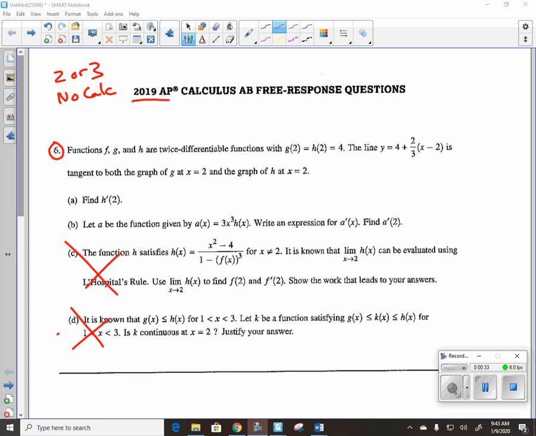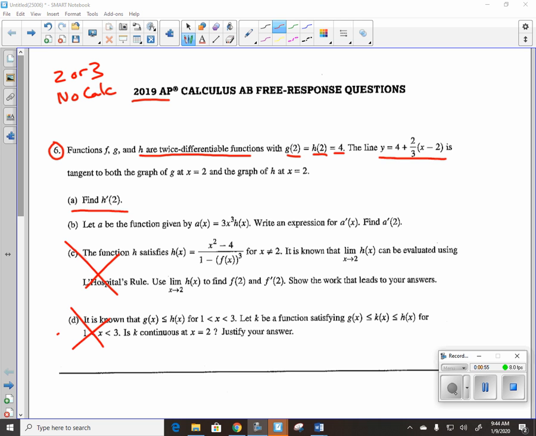The first question says find h prime of 2. You notice that the function h is twice differentiable, and that g of 2 is h of 2, which is 4. I'm sorry, the value of h at 2 is 4, okay? So the function's defined at that spot.